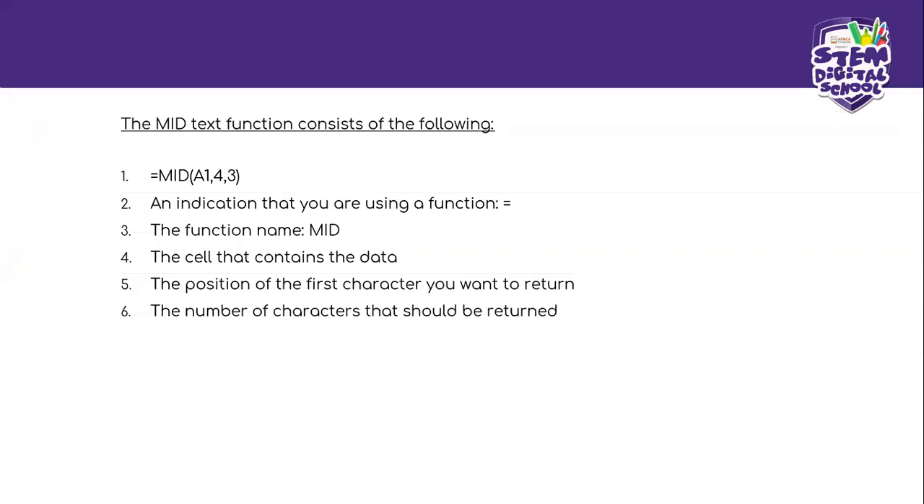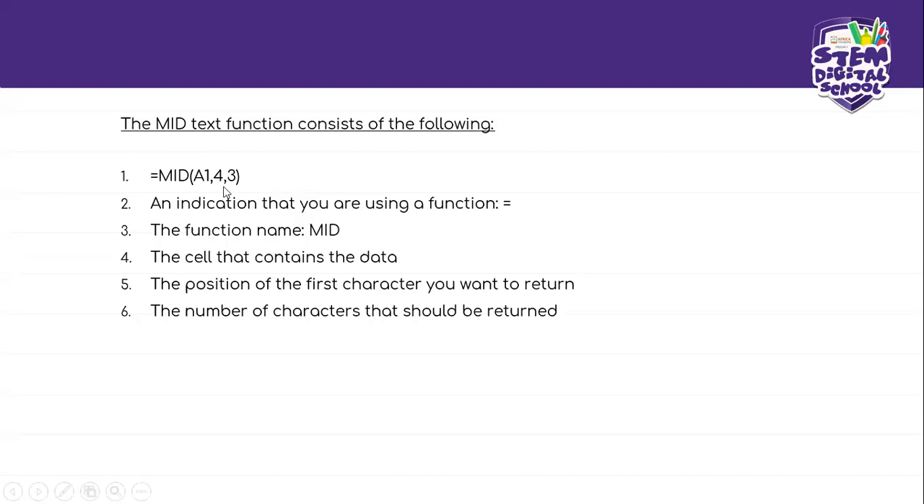So the MID function, we said it should have the equal sign to indicate that you are using a function. Then the name of the function, which is MID, and then the cell that contains the data, the cell that you want to copy data from. So A1 is the cell that contains the data.